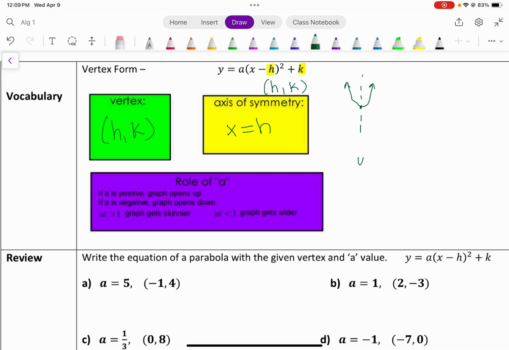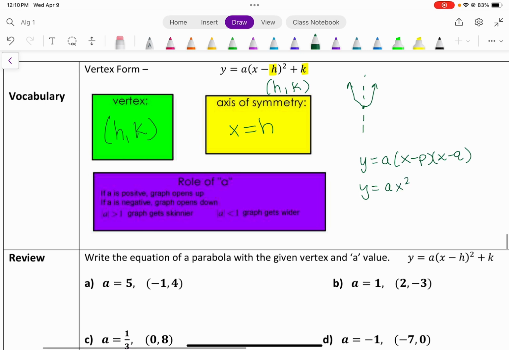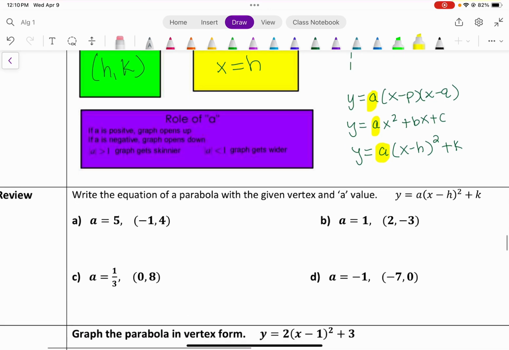And again, please notice that other than x and y, which represent just any point on our parabola, the only other variable that all three of our forms have in common is the a value. So again, each form gives us a little bit different information to start off with, but if we know the a value for one form, we know the a value for every form. Let's look at a couple of these.